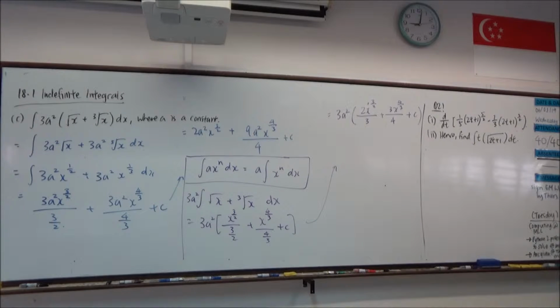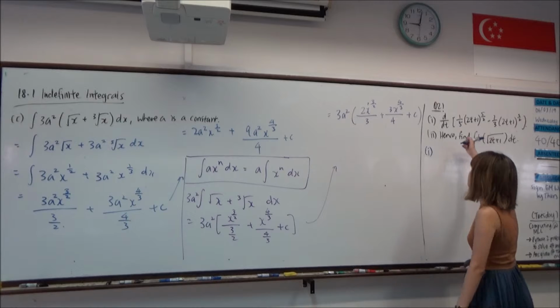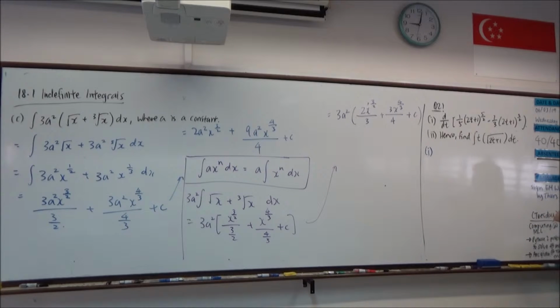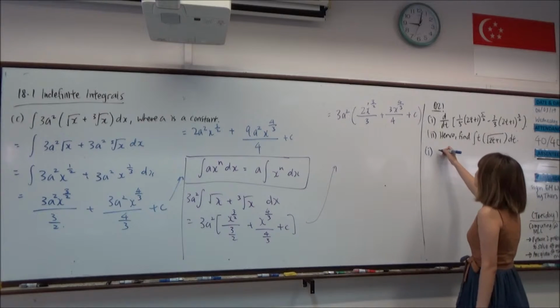Question 21, the last one for this unit. First, the question asks you to differentiate the function given. Then in part 2, they want you to integrate. So most likely, you will need to make use of part 1's answer to solve part 2. So part 1 is differentiating, which is something you're familiar with by now, I hope.